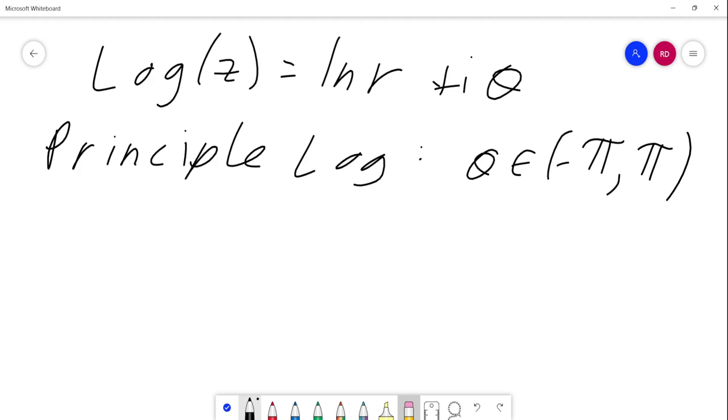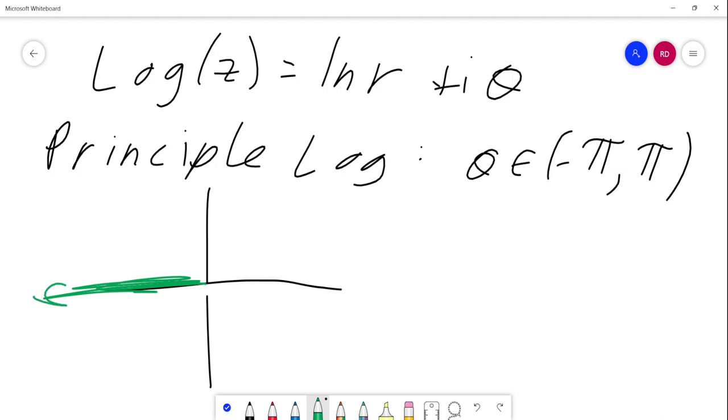Now, I said we have to restrict the theta, but you'll notice I'm using an open interval. Why can it not equal pi? Well, the basic reason is we have to define some ray where it doesn't exist. And usually it's the negative real axis. It doesn't have to be. But the idea is mainly about continuity.